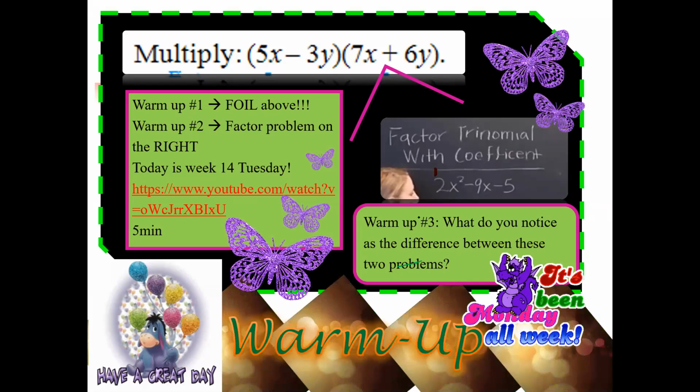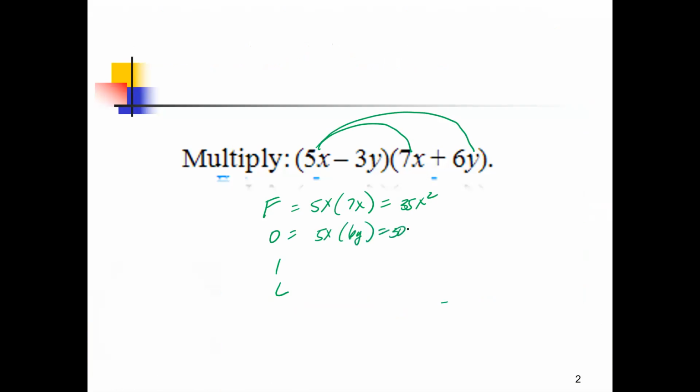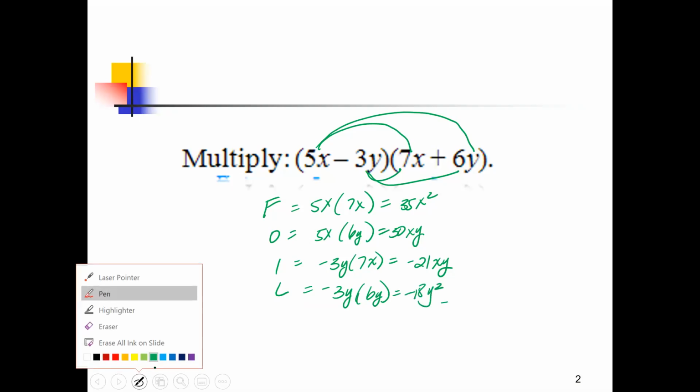Okay, let's go ahead and take a look at the question here. With this one, remember, it is going to be a FOIL question where F stands for first. So you have 5x times 7x, which is a 35x squared. O, which is an outer, which is a 5x times 6y, and that's a 30xy. Inner, which is a negative 3y times a 7x, which is a negative 21xy. And last, which is a negative 3y times a 6y, which is a negative 18y squared.